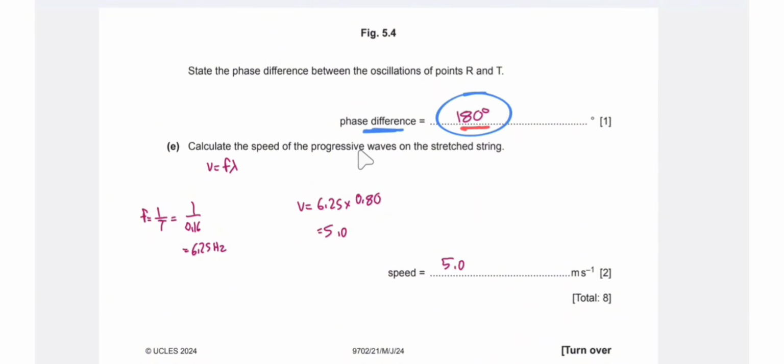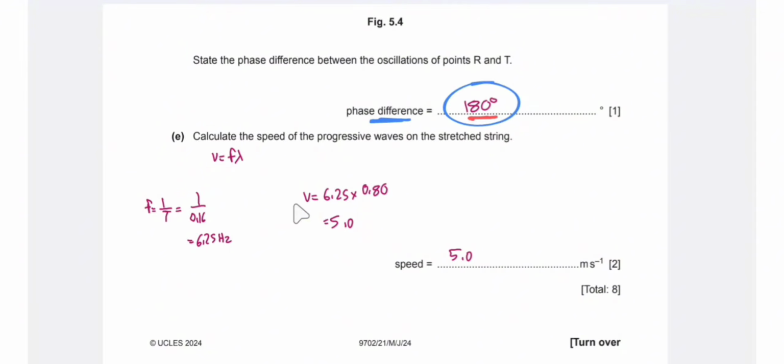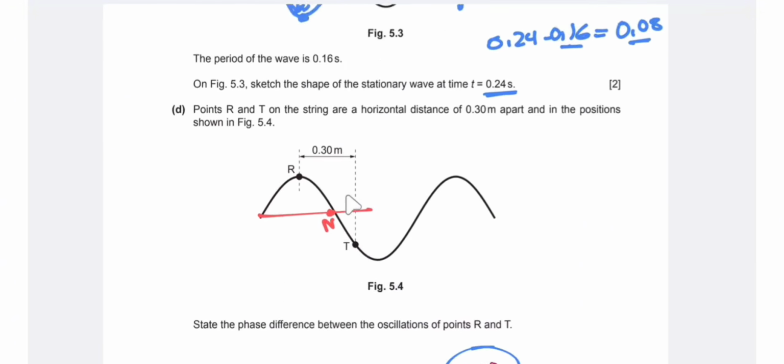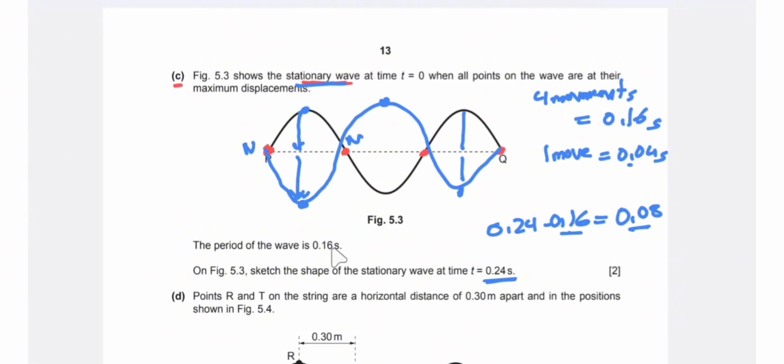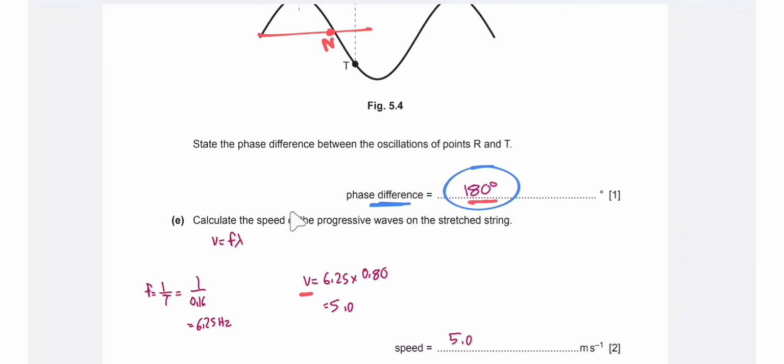Then, state the speed of the progressive wave on the string. So we need to find the value of speed. V is equal to f lambda. What is the wavelength or information given? We have been given the time period, and we know that frequency is equal to 1 by time period, that is 1 by 0.16, that is 6.25 Hz.